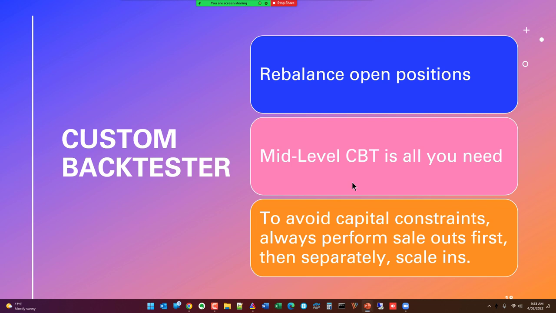Now, if you're familiar with the custom backtester, it has a high level, mid level, and low level interface. And for scaling, all you really need is the mid-level CBT, because you're not wanting to enter or exit positions using anything other than the way that they got in and out in the regular code. So you don't need the low level, and the high level is too high, because you actually need to get in and manipulate the trades on a bar by bar basis.